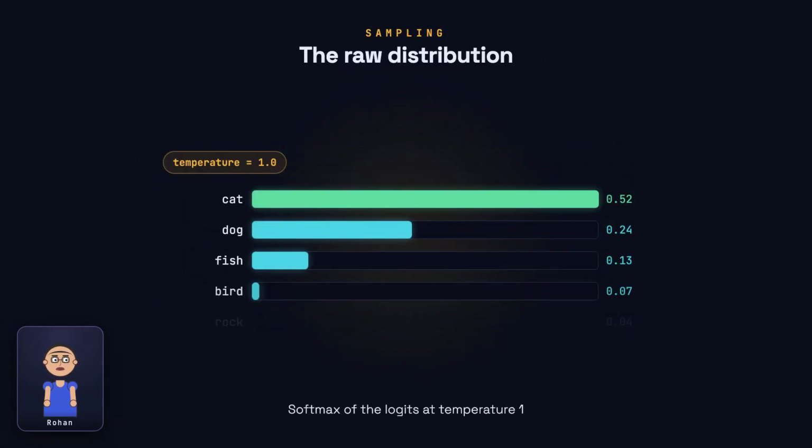Let's take a tiny example. After the prompt, the model prefers cat, then dog, then a few others. At temperature 1, we apply softmax directly to the logits and get this distribution. Cat has about a 50% chance, but nothing is guaranteed. This is our baseline shape, the picture we will now stretch and squash.